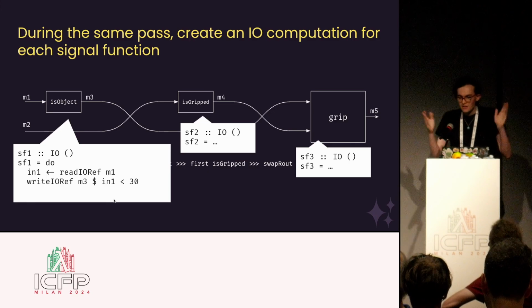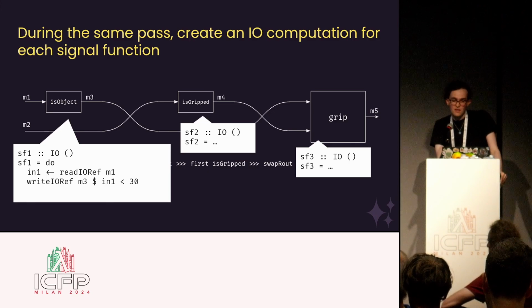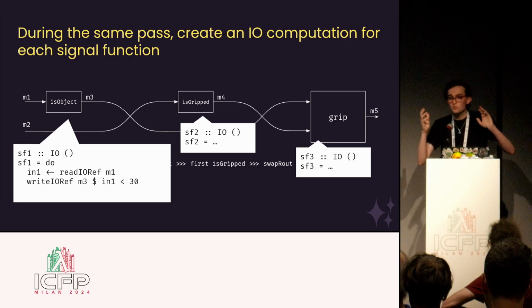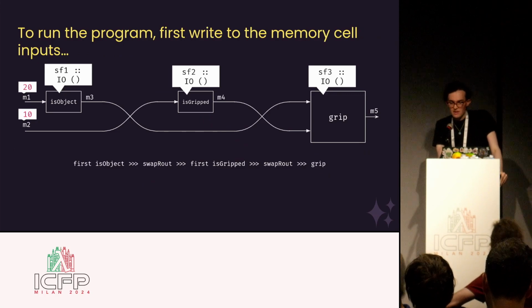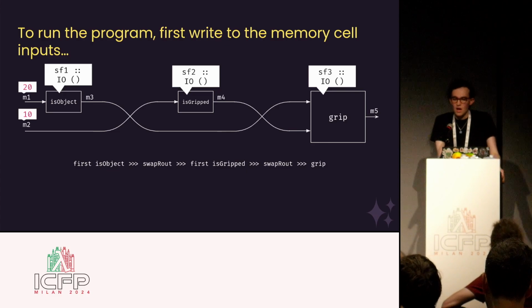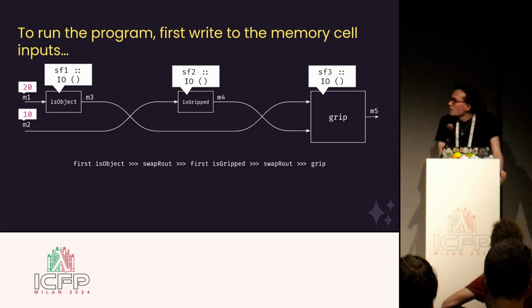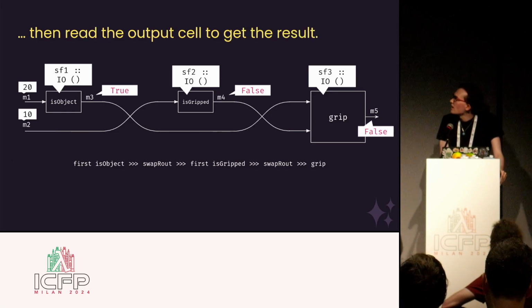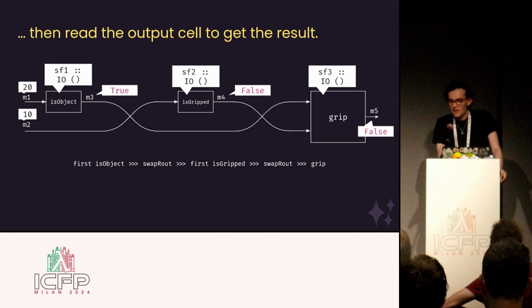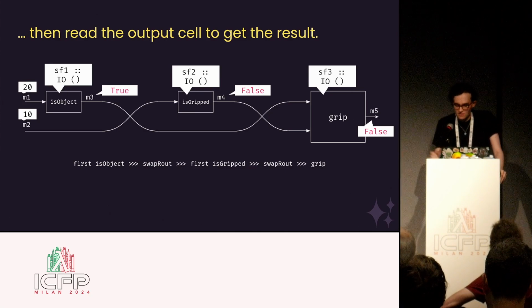and write its result to M3. Cool. This means that rather than doing all these tuple allocations where we're messing about with routing and R's and that sort of thing, we just write to memory cells. We start by writing the inputs to our input memory cells, M1 and M2. Then we run each of these computations in order. So we just get true in this case. Let's say we get false. And then at the end, we just read the output memory cell to get the results. No more tuple allocations, no more copying, just reading memory cells.